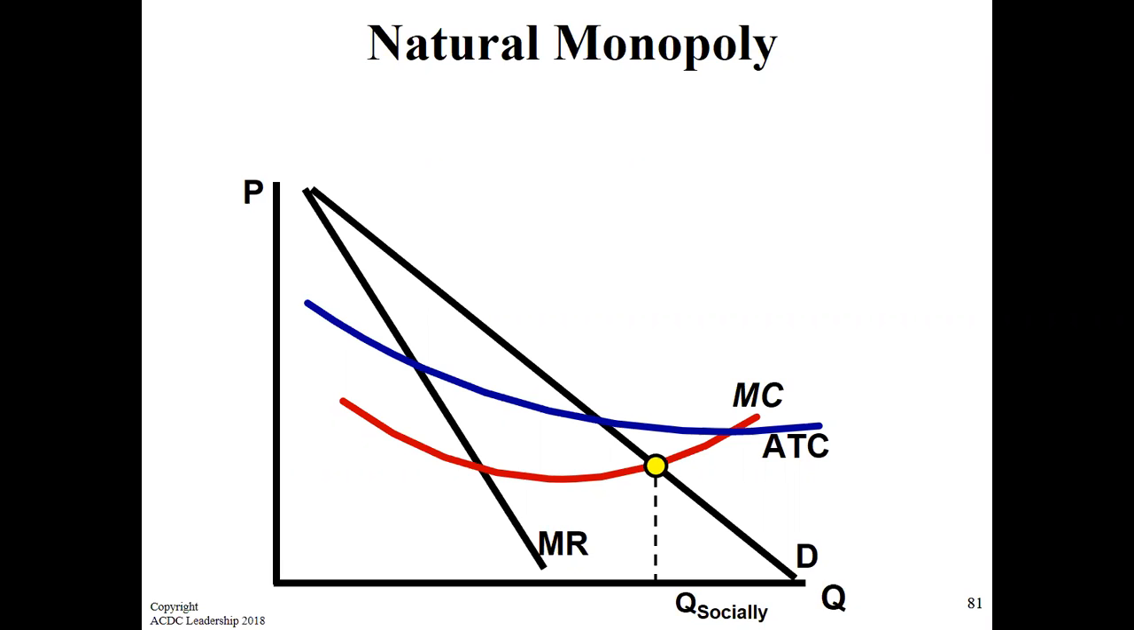All right. What do you think government's going to want? The efficiency maximizer. Yeah, they're going to want socially optimal or allocatively efficient.